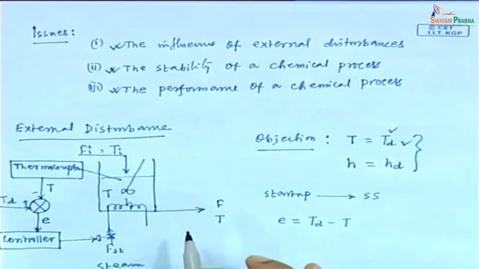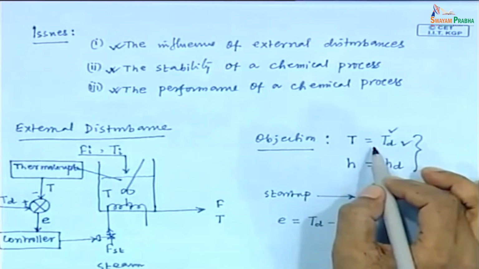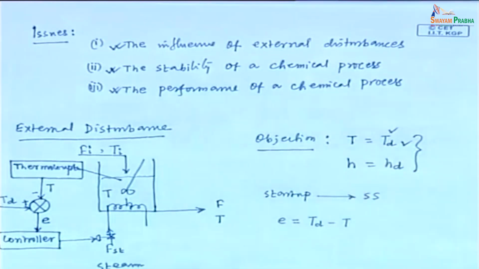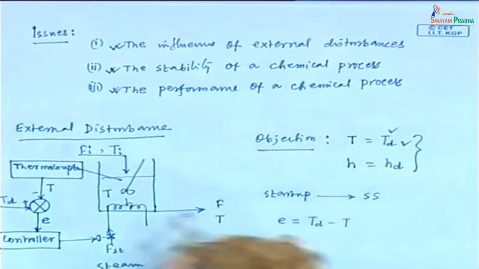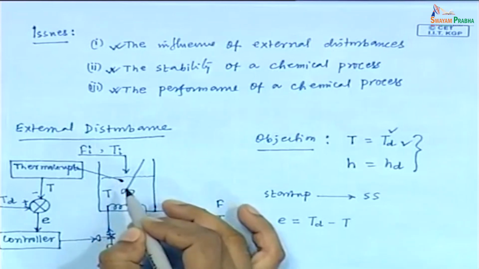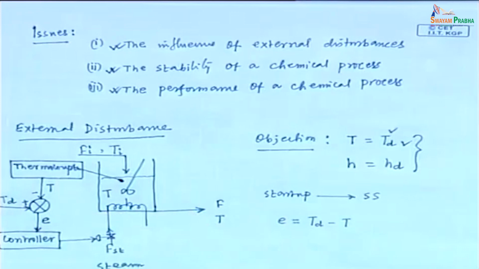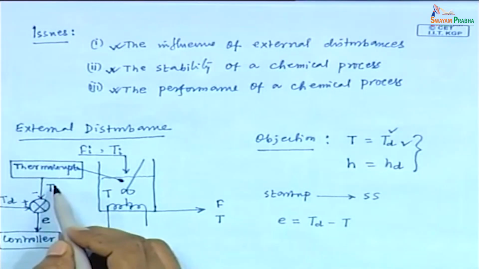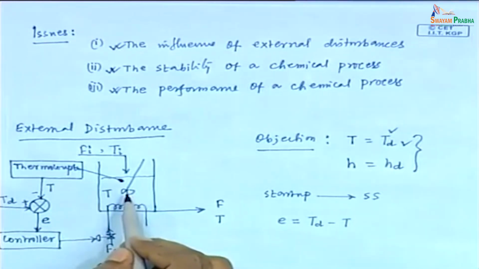We are considering only the first objective, that is we need to maintain the temperature at its desired value. We are not considering the second case. So initially we need to measure the liquid temperature using one temperature sensor, that is thermocouple. We have assumed that the thermocouple outlet temperature is exactly equal to the liquid tank temperature.